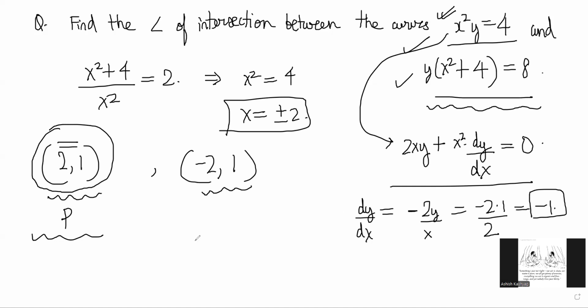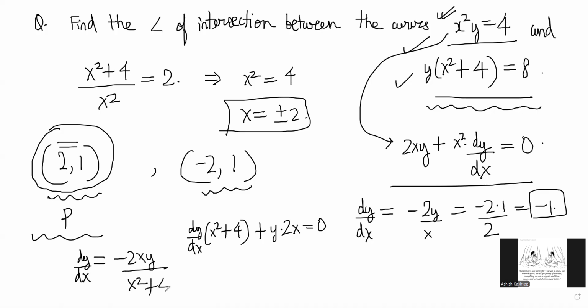Similarly, for the second curve, I will get dy by dx multiplied by x square plus 4, plus y times the derivative of x square plus 4, which is 2x, is equal to 0. So our dy by dx for the second curve is minus 2xy by x square plus 4. If you calculate that at (2, 1), you will get minus 4 by x square plus 4, which is 4 plus 4, 8. So this is minus half. So the slope of the tangent to the second curve at the same point is minus half.